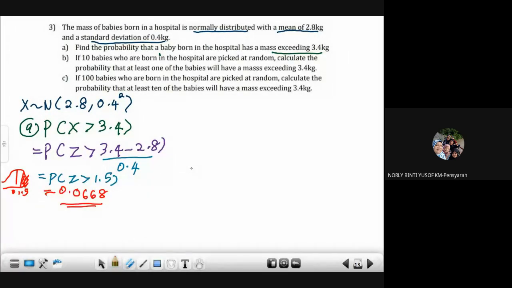Okay, itu untuk A. Lepas tu untuk B, if 10 babies born in the hospital are picked at random, calculate the probability at least 1. So probability tu at least 1, tapi kita nak N tu 10. Probability yang you kira tu, kalau you baca, at least one baby will have exceeding 3.4. So probability ni you dah kira dekat A. So untuk 0.0668 tu dia akan jadi you punya P, sebab event dia adalah exceeding 3.4 kg.